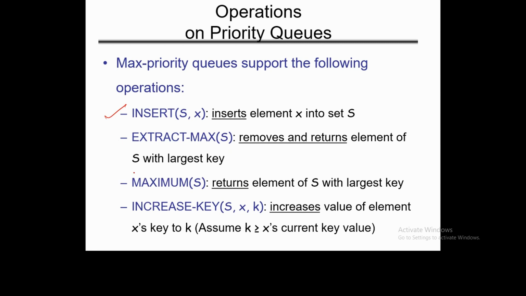Okay, so this is the basic difference between these two, and the last one is increase key. If we want to increase the priority key value of a particular element, then we can do that by using this operation: increase the value of element x's key to k. Assume k is greater than or equal to x's current key value, then only the key will be increased. So these are some of the operations which can be implemented on priority queues when we are implementing the priority queue using a heap.